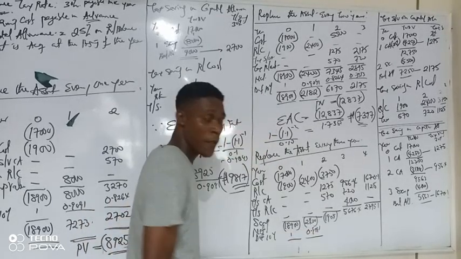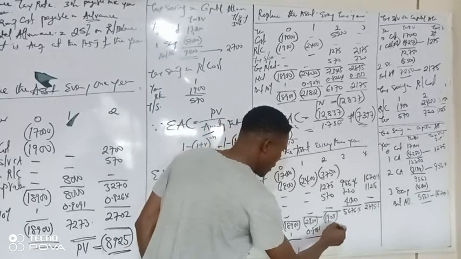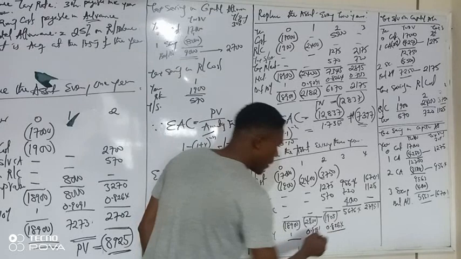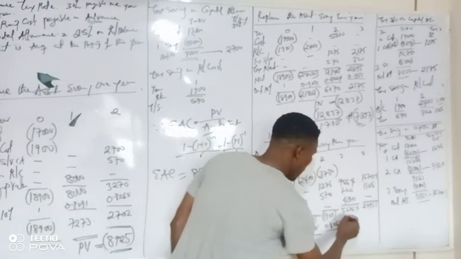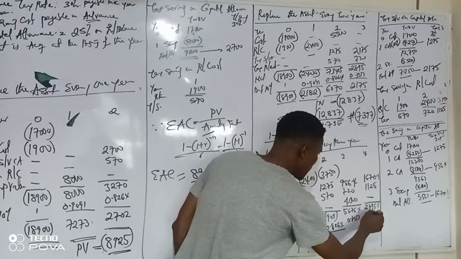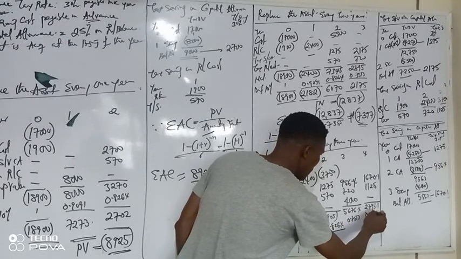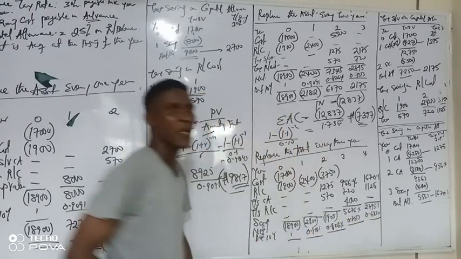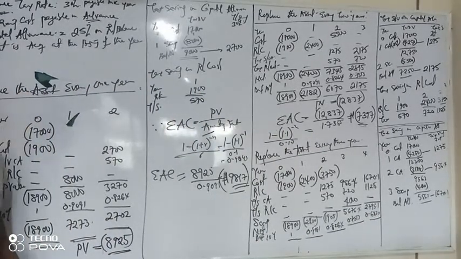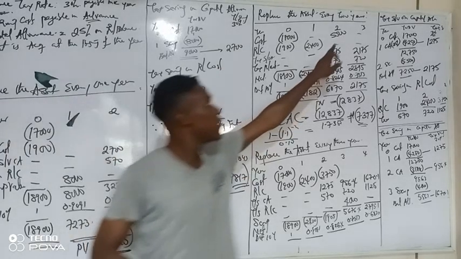0.9091. 0.8264. They are followed by 0.7513, 0.630. So in view of that, can you do the reverse and multiply? This is what I will do for now. Year 2. Yes.